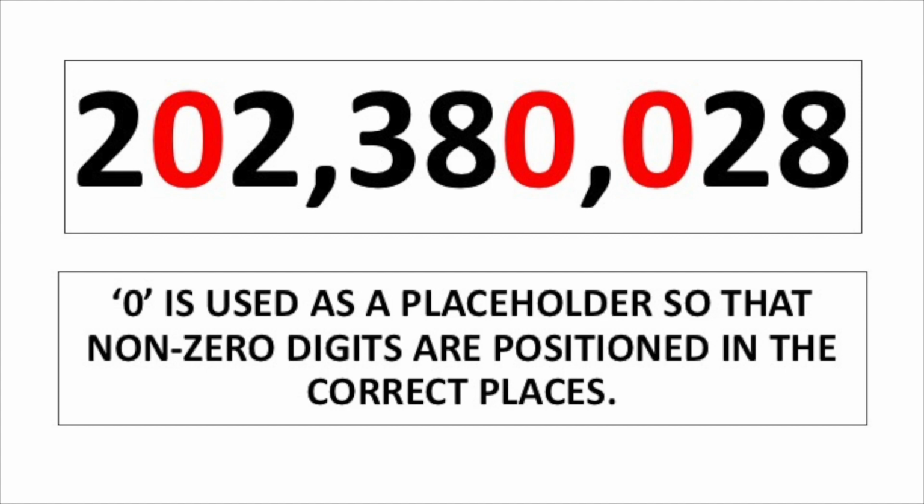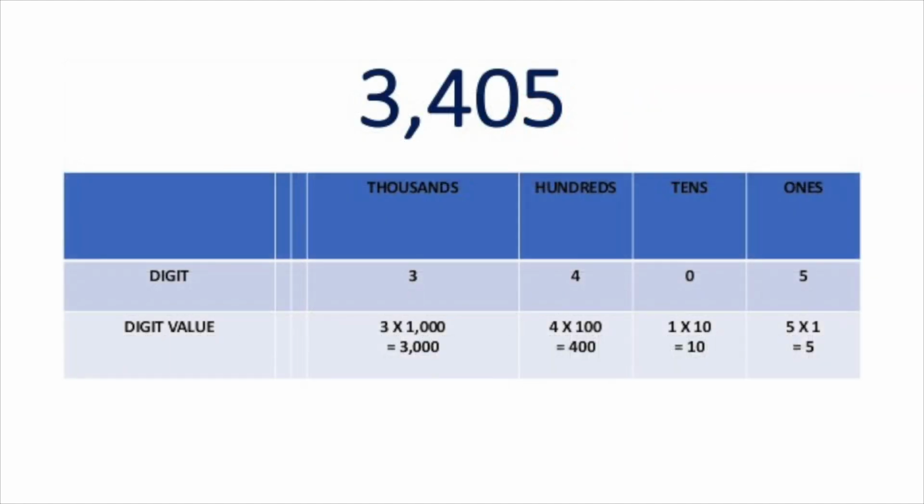Can you see? Like this 2 here represents 100 millions. But if there was no 0 here, this would be in the 10 millions. It would be in the wrong place. So the 0 has to be there as a placeholder. What number can you see here?